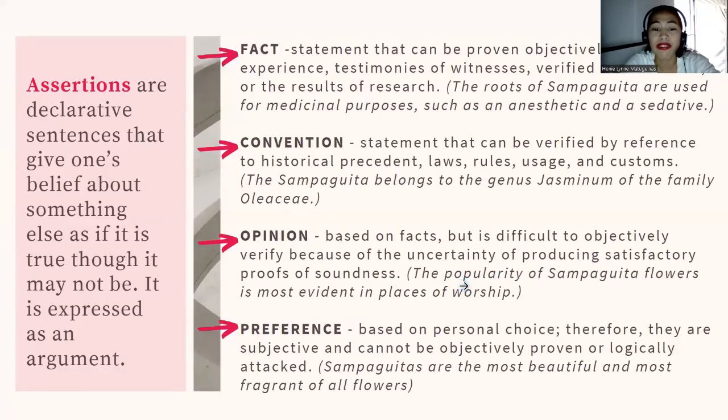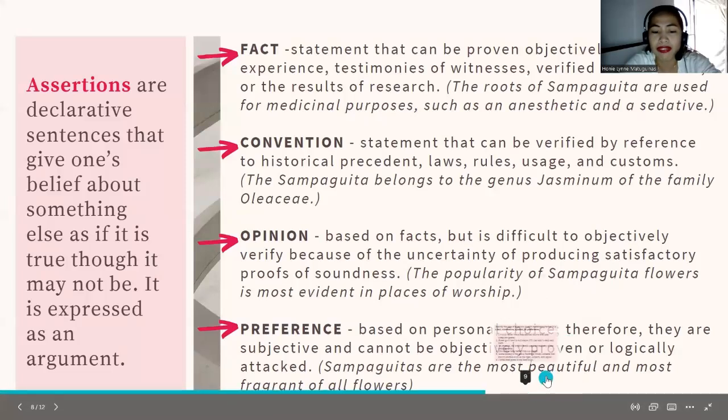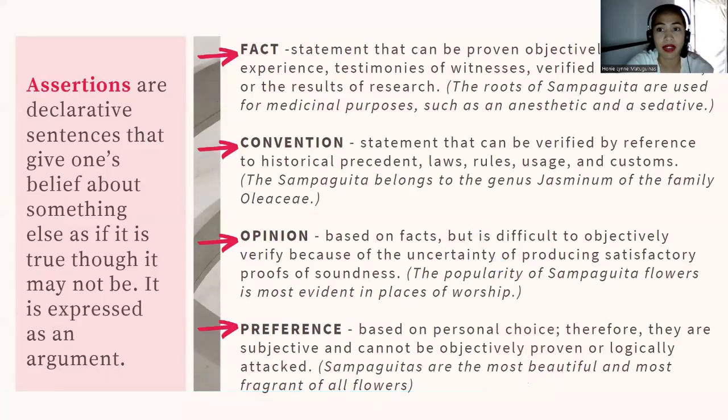Number four is preference. It states a personal choice in which the writer is under no obligation to support or prove the truthfulness of the statement. They are subjective and cannot be objectively proven or logically attacked. So, in this sample sentence, it is a preference because it expresses the personal choice of the writer to flowers.